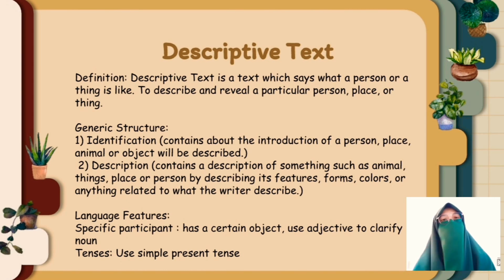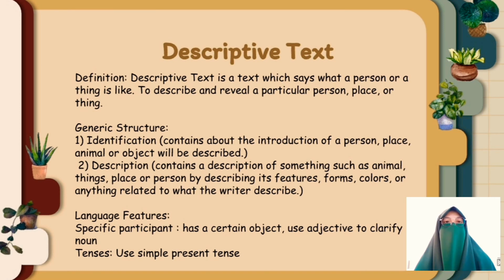And then the language features of descriptive text. Specific participant. Descriptive text has a certain object, not common and unique, only one. For example, Bandungan Beach, my house, Borobudur Temple, President Jokowi. So it only talks about one subject. The use of adjectives is to clarify the noun. For example, a beautiful beach, a charismatic person, the famous place in Indonesia, and etc.